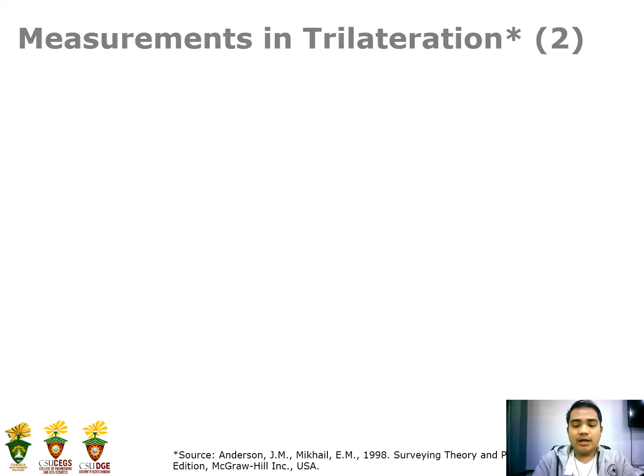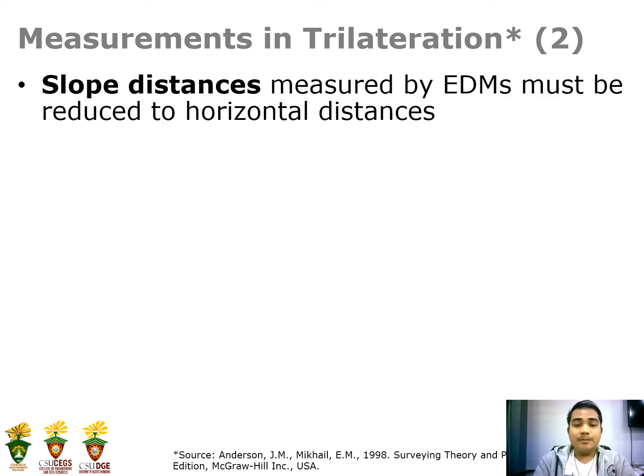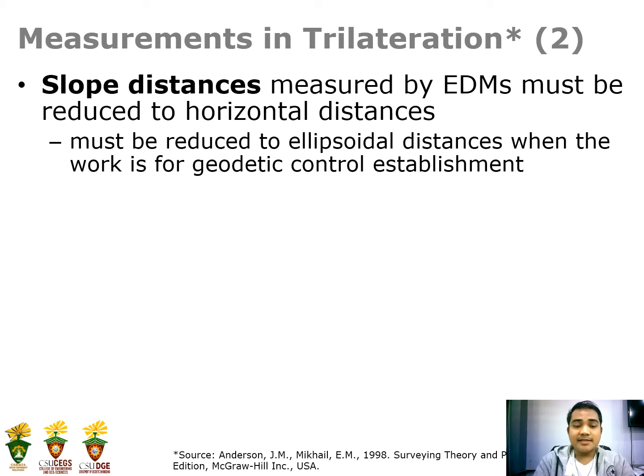Alright, so another note for the measurement of trilateration is that slope distances measured by EDM, or electronic distance measurement, must be reduced to horizontal distances. It means to say that they must be reduced to ellipsoidal distances when the work is for geodetic control establishment.